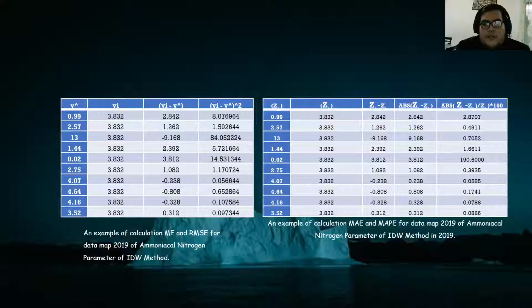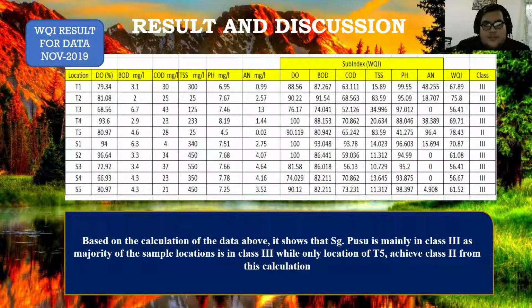Next, I will proceed with the results and discussion of this research. Based on the slide, it can be seen that all sub-indices are fully calculated and the WQI for each sample location has been determined. It can be seen from the calculation above that Sungai Pusu is mainly in class 3, as the majority of sample locations are in class 3, while only location T5 achieves class 2. Therefore, the final conclusion is that Pusu River is in class 3 in 2019.